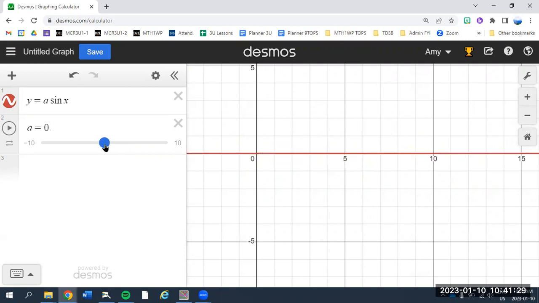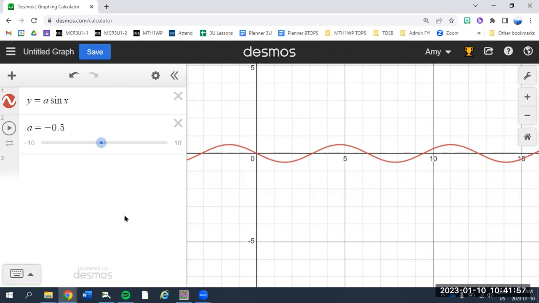But you'll notice as we hit 0, this is just going to become 0 times sine x, which will be equal to y equals 0. That's just a line. If I continue to go negative, now you can see that I have both a compression and a reflection in the x-axis. So you can see my first quarter goes down, my third quarter goes up.